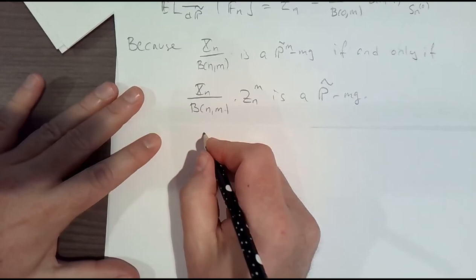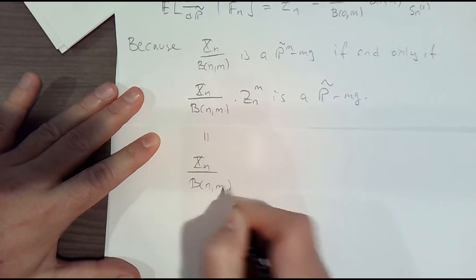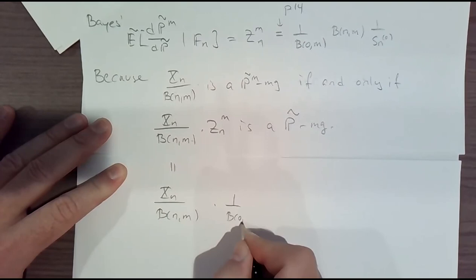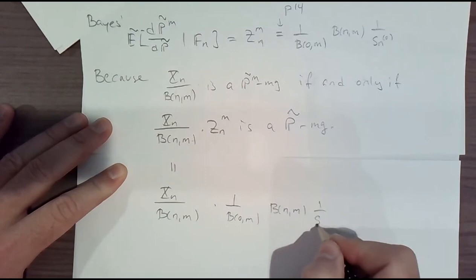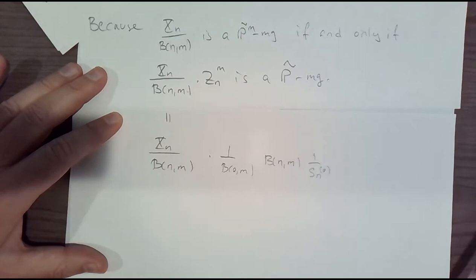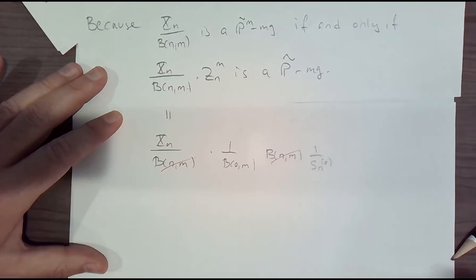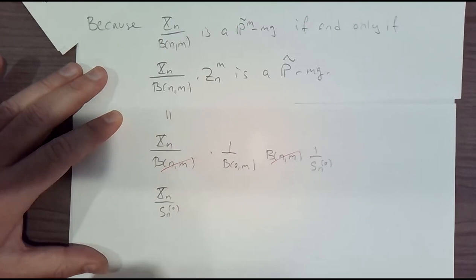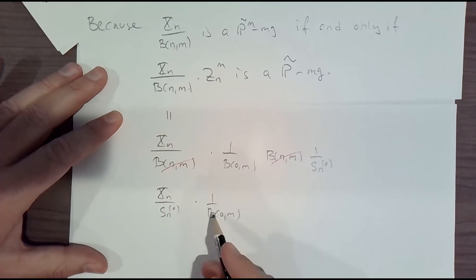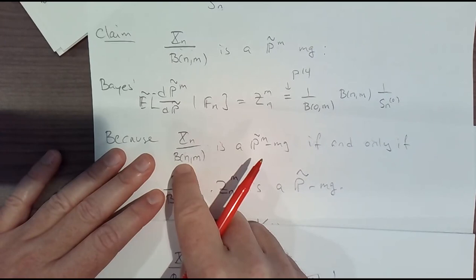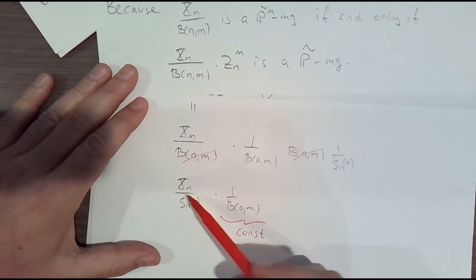This is equal to X_n times the Radon-Nikodym derivative, 1 over B_0, the bond, 1 over S_n^0. And then we see stuff canceling out. This expression cancels out, this expression cancels out, and here we have that ratio. We're going to get X_n divided by S_n^0 times this constant. This here is a constant. So anything traded divided by the zero coupon bond is going to give you a martingale under the forward measure if and only if anything traded discounted by the bank is a martingale. And this is true.